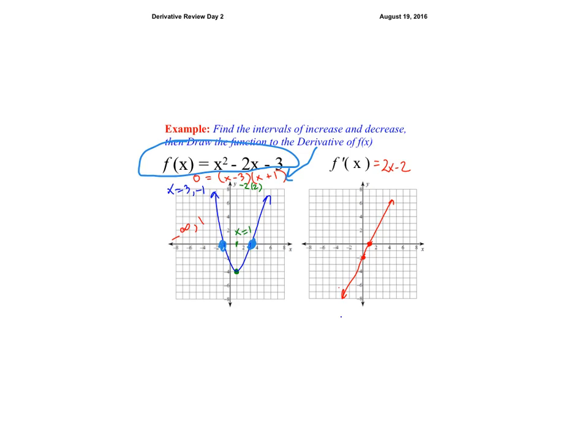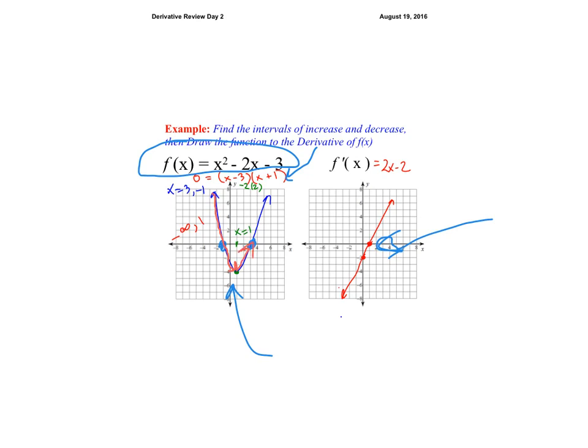Now, what's the interval of increase and decrease? Well, we noticed that the derivative hit 0 at 1, which also happens to be the parabola's vertex. And the vertex, as you know, is the place where something changes. So for instance, you notice how this arrow right here looks like it's pointing this way? It's not really the case. Really, the function is coming from the left side and it's going down here. But at that point, it's changed direction and now it's increasing.